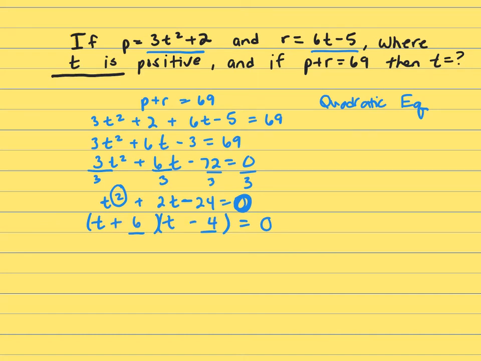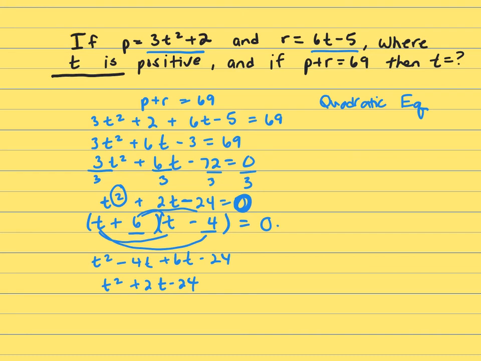If you multiply this out, you get t times t is t squared. t times negative 4 is negative 4t. 6 times t, and then 6 times a negative 4 is a negative 24. You get t squared plus 2t minus 24. So we checked our factoring and everything's good.